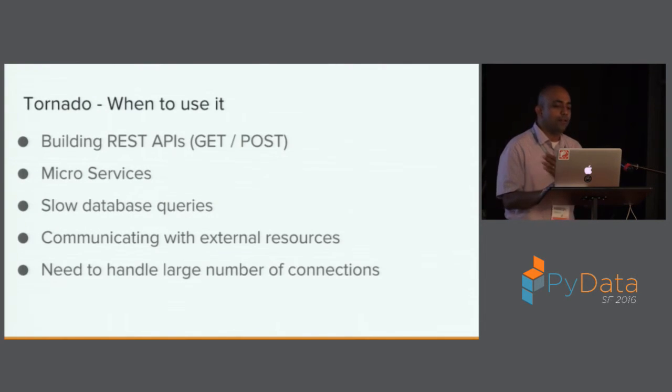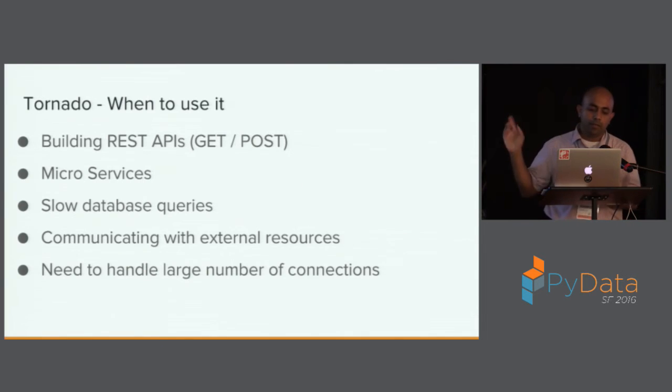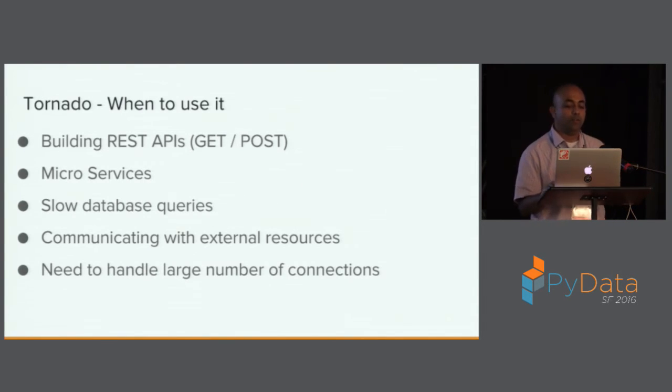So what is it good for? It's great for building RESTful APIs, although it's actually full stack. You can do Jinja templates. You can build complete web applications in Tornado. But it's primarily great for RESTful web APIs, which is GET and POST, which is what we are going to use this application for. So you can build a great microservice. It's useful when you have slow database connections, when you're communicating with external resources, and need to handle a large number of connections. I think we touched on all of them.